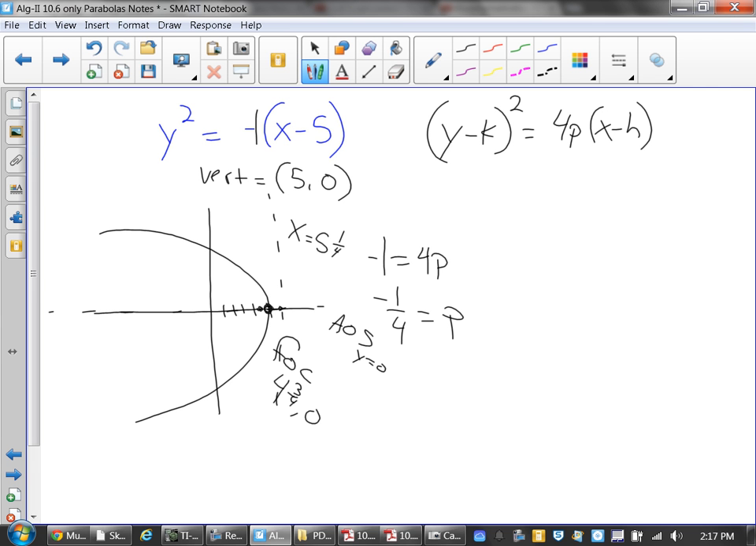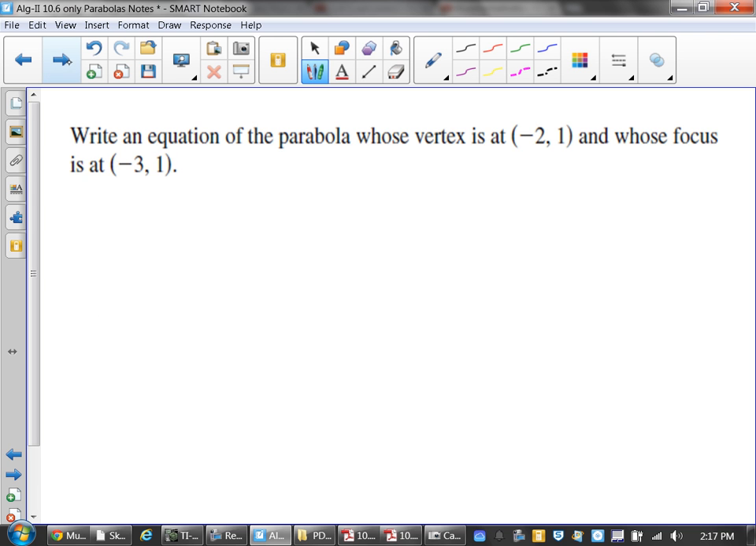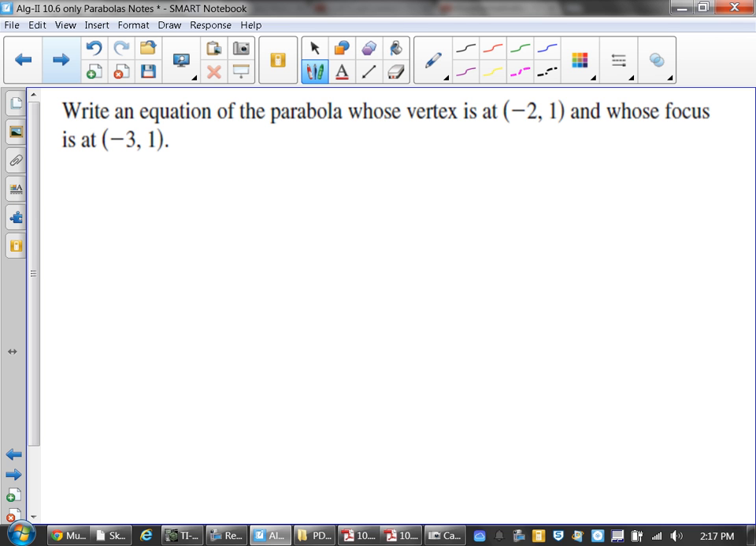Okay. Well, this is just the first step, just graphing. The second step is writing equations. Oh, that's simple. The p-value is not that big of a deal, but in case you were wondering, because I know you were. So let's take it to the next step. Let's write the equation of the parabola that has a vertex at (-2, 1) and a focus at (-3, 1).